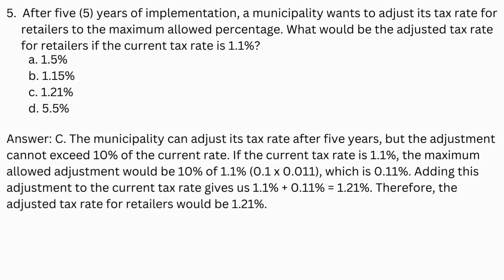Answer, letter C. The municipality can adjust its tax rate after 5 years, but the adjustment cannot exceed 10% of the current rate. If the current tax rate is 1.1%, the maximum allowed adjustment would be 10% of 1.1%, or 0.1 multiplied by 0.011, which is 0.11%. Adding this adjustment to the current tax rate gives us 1.1% plus 0.11% equals 1.21%. Therefore, the adjusted tax rate for retailers would be 1.21%.